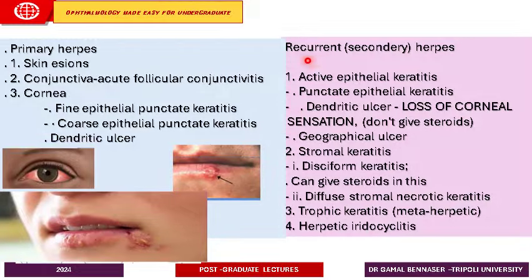Now, the recurrent herpes or secondary herpes has a wide spectrum of presentations: epithelial infections in the form of dendritic or punctate keratitis, geographical ulcers, or stromal infection in the form of disciform keratitis or necrotizing keratitis or endotheliitis, also metaherpetic or trophic keratitis. Now we will discuss every one of these in detail.